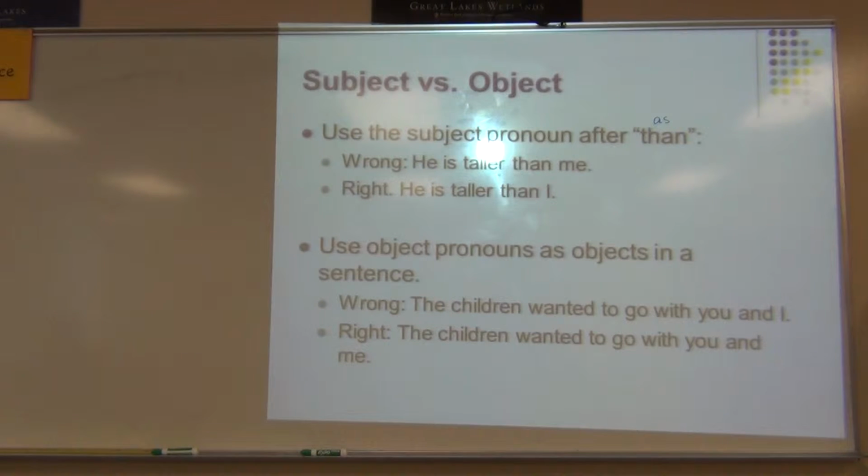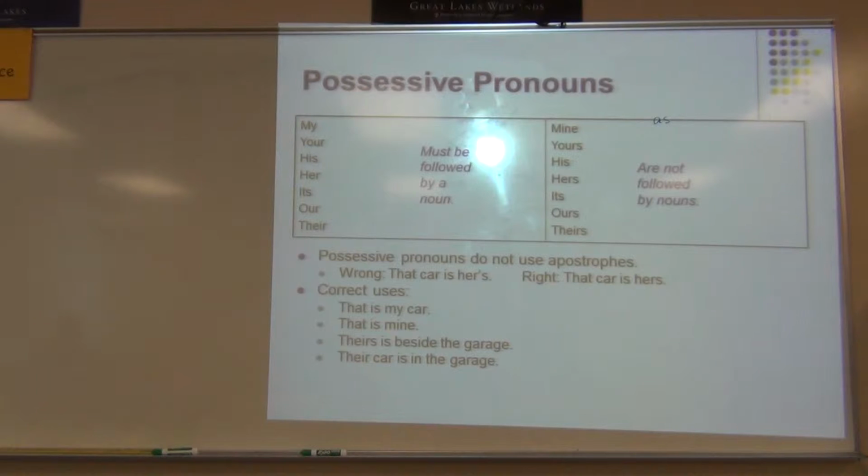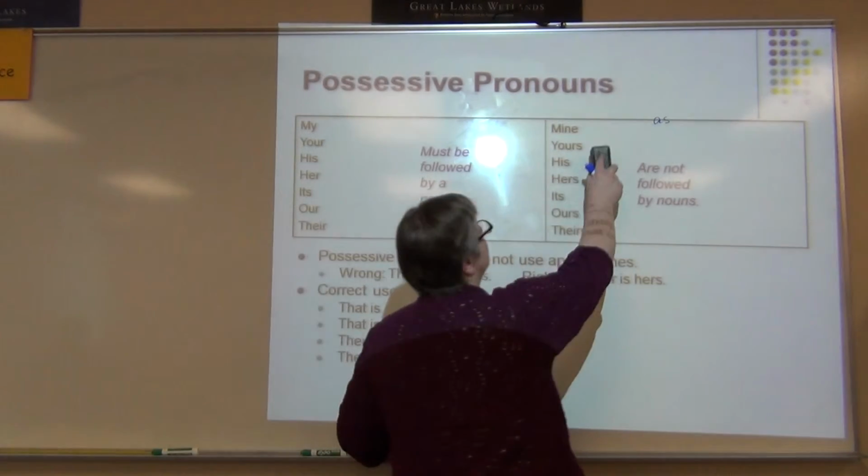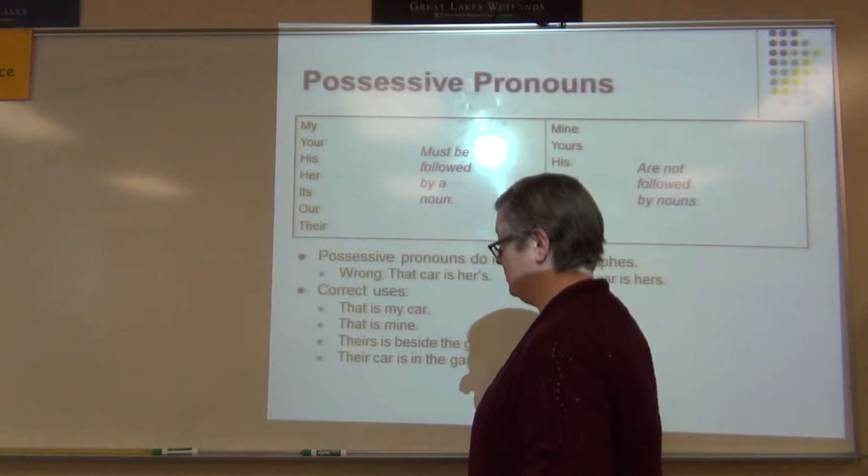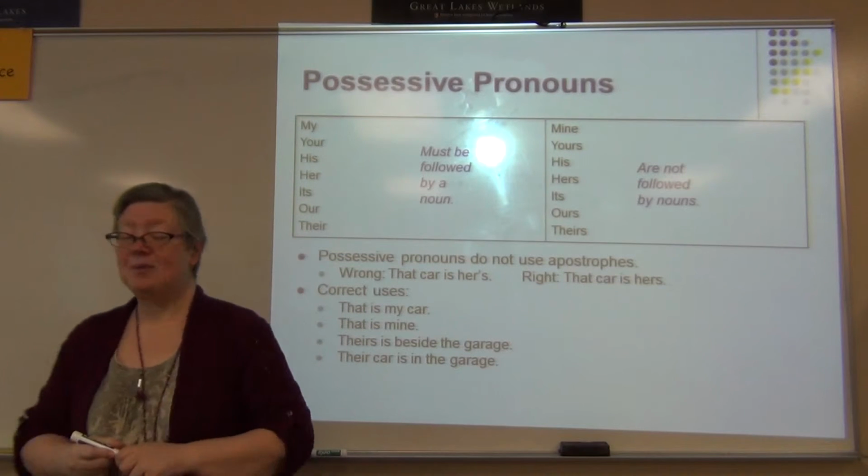Questions? You need more time to write down? No. Okay. All right, the next type of pronoun we're going to talk about are the possessive pronouns. Possessive pronouns show that the pronoun owns something. They do not get apostrophes.